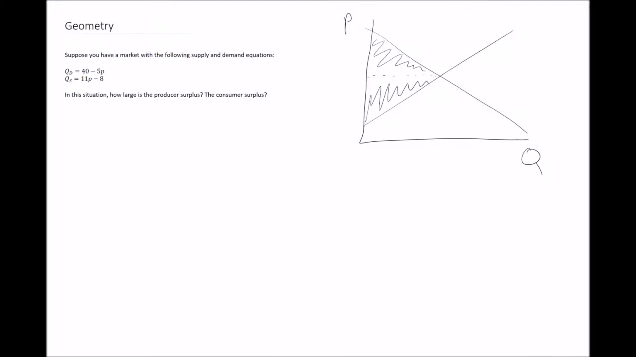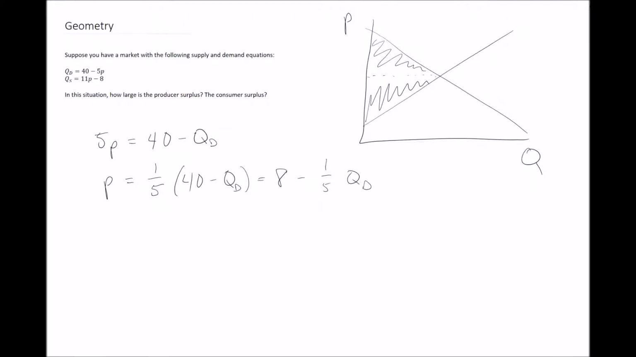So in this case, we'll need to solve the equation to graph it for the price. I'll take QD, I'll move the 5P onto the other side. I'll move the QD onto the other side. And then I'll divide both sides by 5 and get 8 minus 1/5 QD as the demand equation.